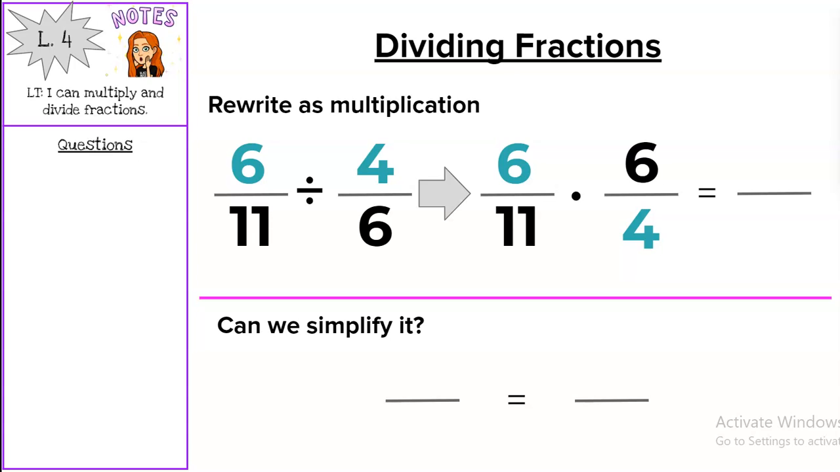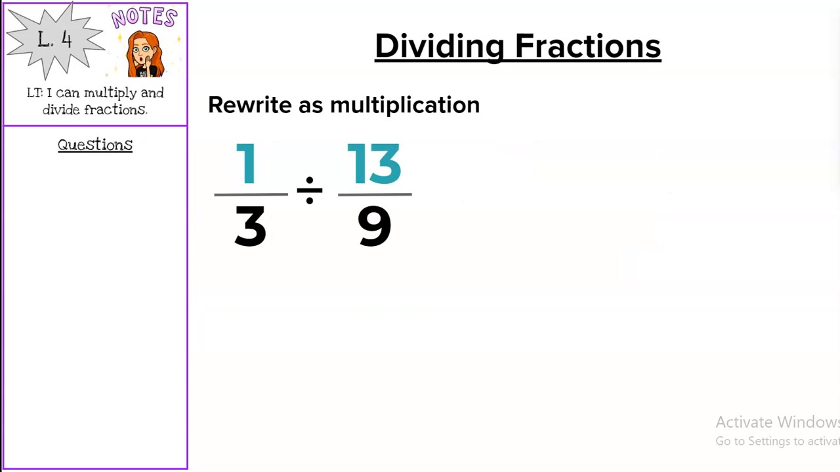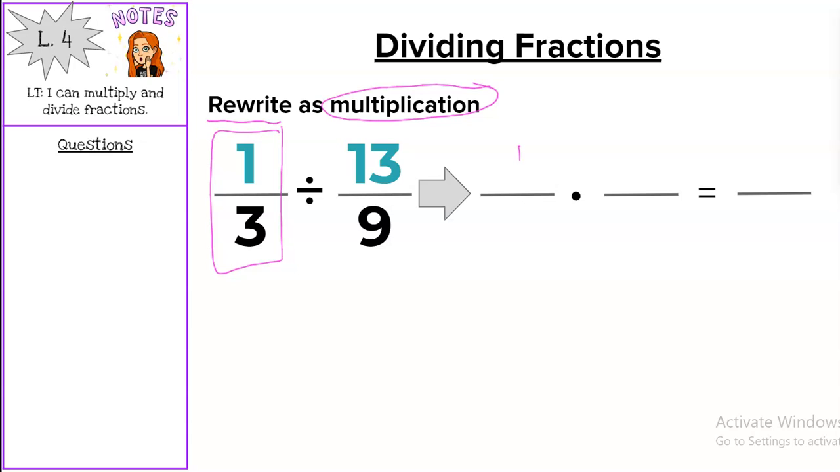One last example for you guys. Again, dividing fractions, we have to start by rewriting it as multiplication. So to do that, we keep the first fraction. So 1/3 is going to stay. Change your division to multiplication. And then 13 over 9, remember we flip that last fraction, so it becomes 9 over 13. 1 times 9 is 9. 3 times 13 is 39.